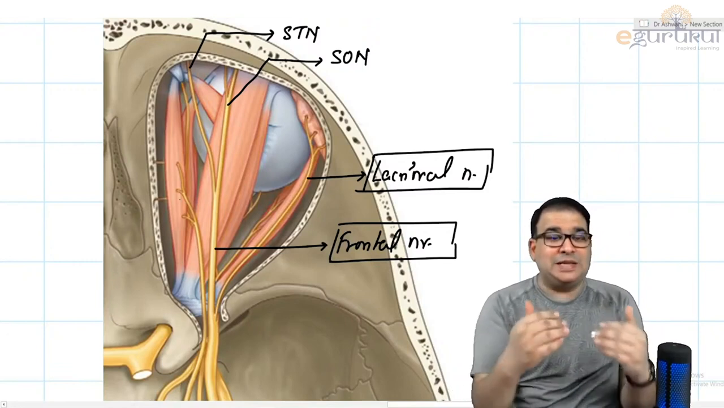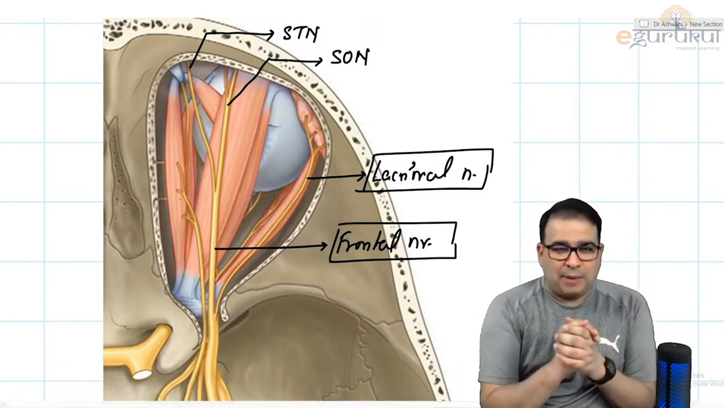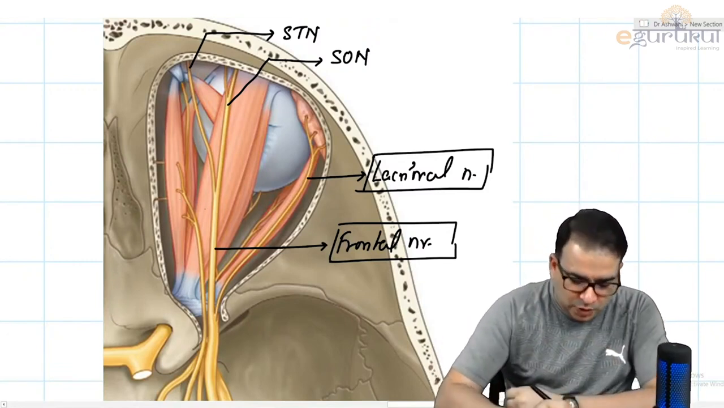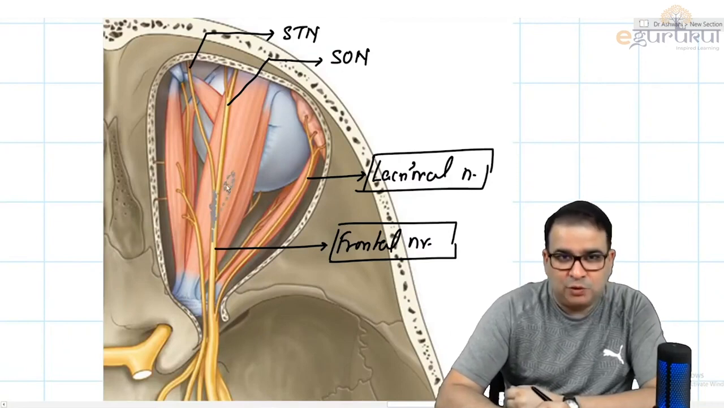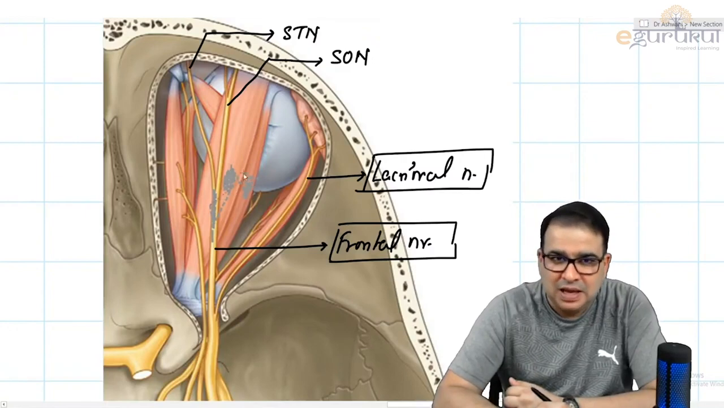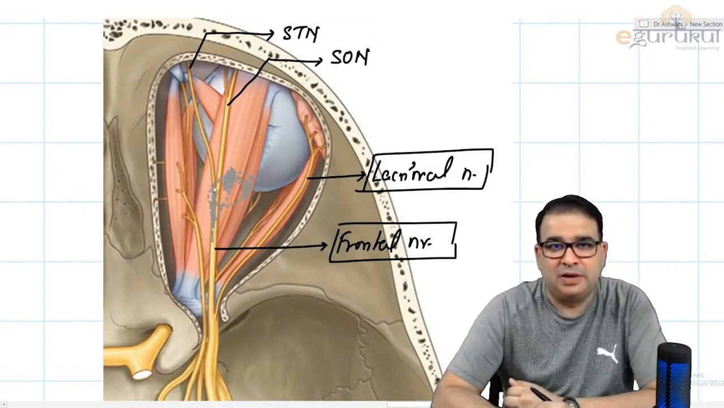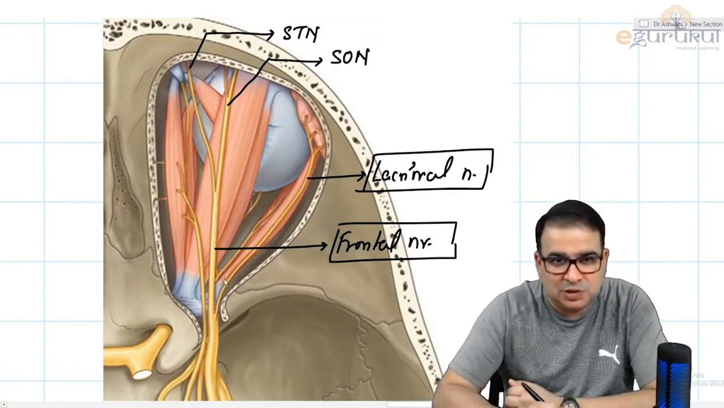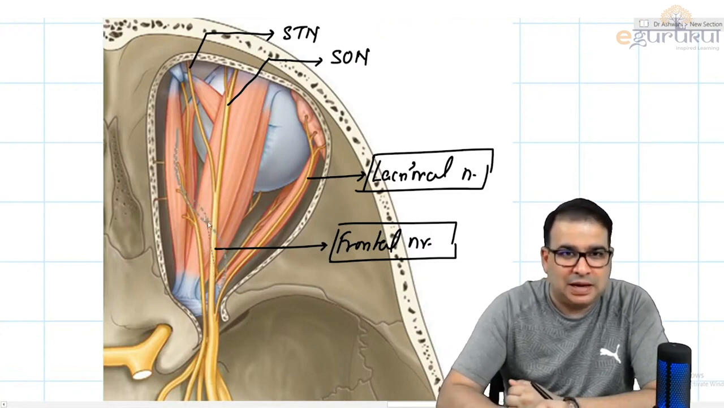Now, if you want to see the nasociliary nerve, what will you do? आपको बेटा muscle हटानी पड़ेंगी. You have to remove the frontal nerve. You have to remove this muscle which is called LPS. You have to remove this muscle which is called superior rectus. If you remove all these muscles from here, then only will I see the nasociliary nerve, which will go like this, in that manner.